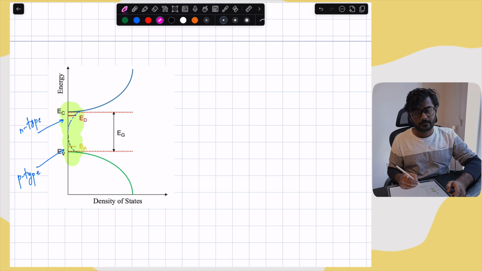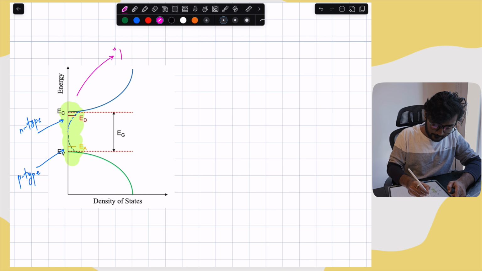Now this has a very big impact on the performance of MOS transistors, because this is one of the reasons why the subthreshold slope of MOSFET increases. So in other words, the MOS transistor becomes slower, and this stretching of energy bands into the band gap is what is referred to as bandtails.